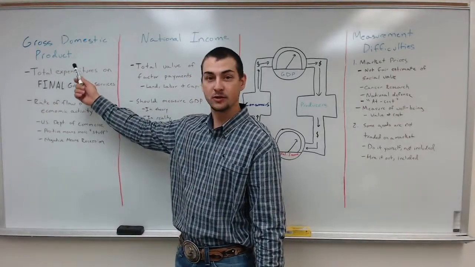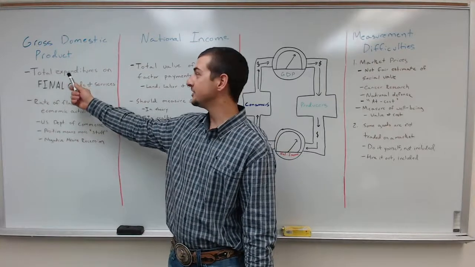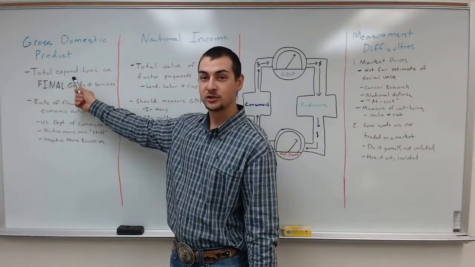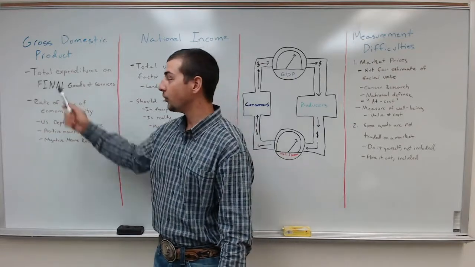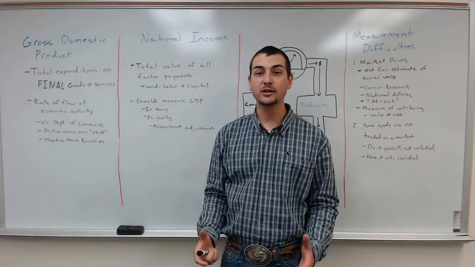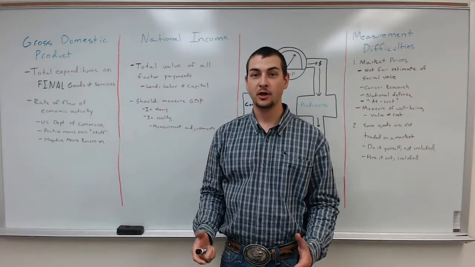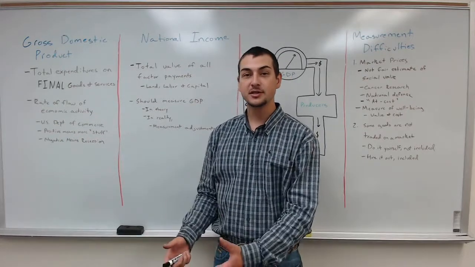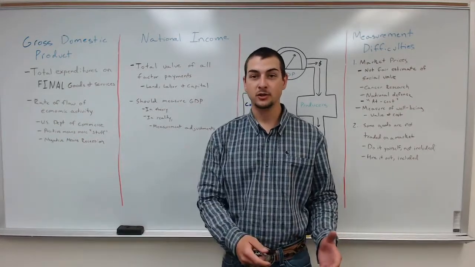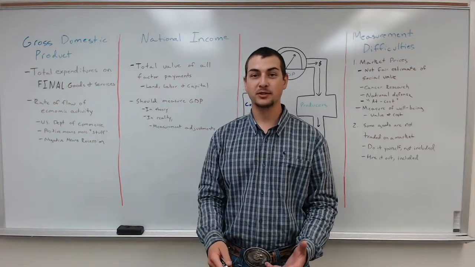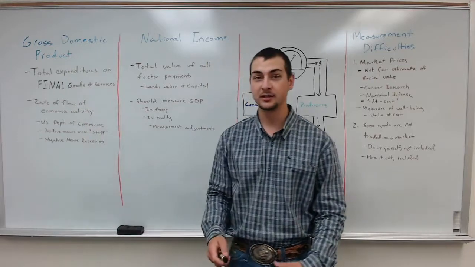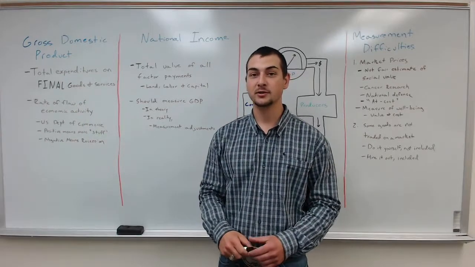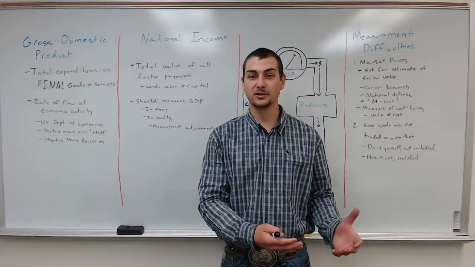What is GDP, or Gross Domestic Product? It is the total expenditures on final goods and services. Now there's a key point right there. We say the word final goods and services. All of those intermediate goods that go back into production, those are not considered part of the GDP. They are not considered or calculated when we're calculating this gross domestic product. Why? Because it goes right back into production.